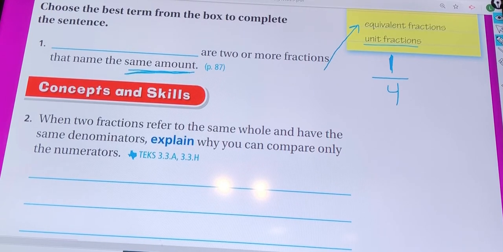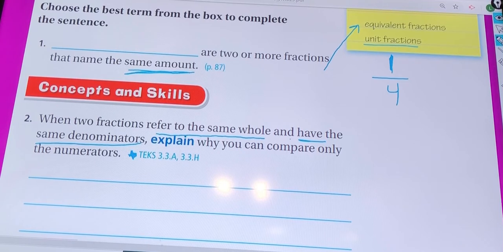Number 2, when two fractions refer to the same whole and have the same denominators, explain why you can compare only the numerators. So when it says refer to the same whole, that means that what you're looking at is the same size as the other thing that you're looking at. So if we're comparing pizzas, the pizzas are the same size, the brownies are the same size, the tables are the same size, and have the same denominators. Explain why you can only compare the numerator.